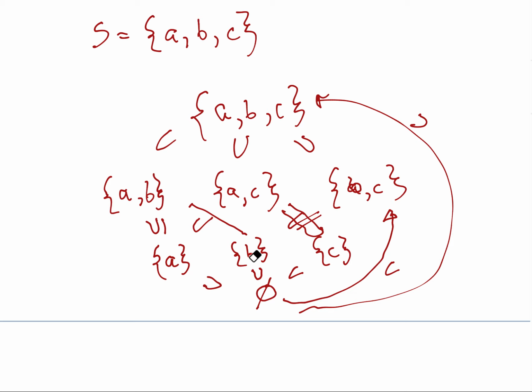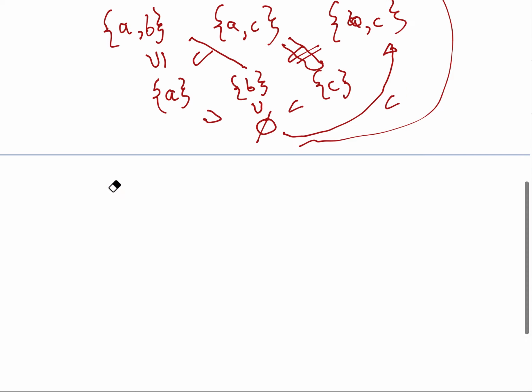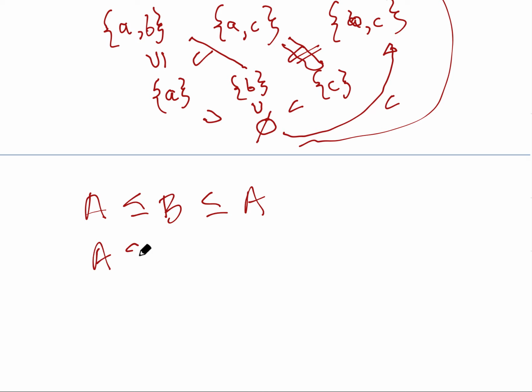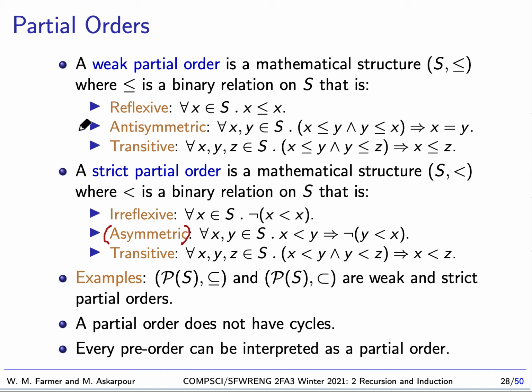Okay, now if we look at this partial order, it has no cycles. Why does it have no cycles? Well, if we had a cycle, we'd have this situation. We'd have something like this. And that would mean we'd have this. And then we know that this implies that A and B are the same. So we can't have cycles. Something that looks like a cycle really wouldn't be a cycle. Why do we get this implication? That's because a partial order, let's say a weak partial order, is antisymmetric.